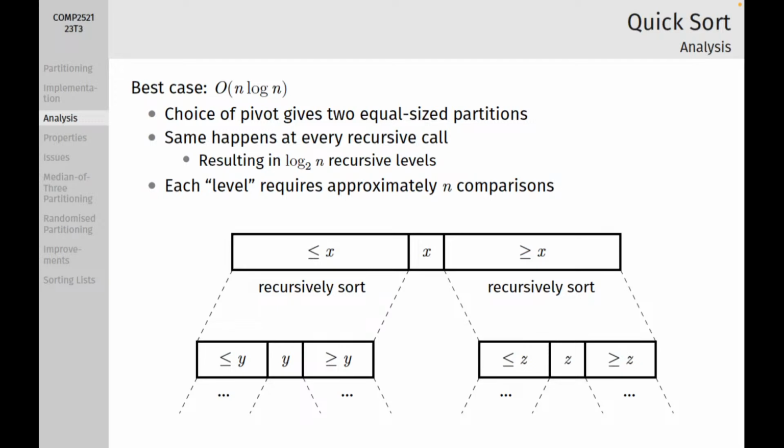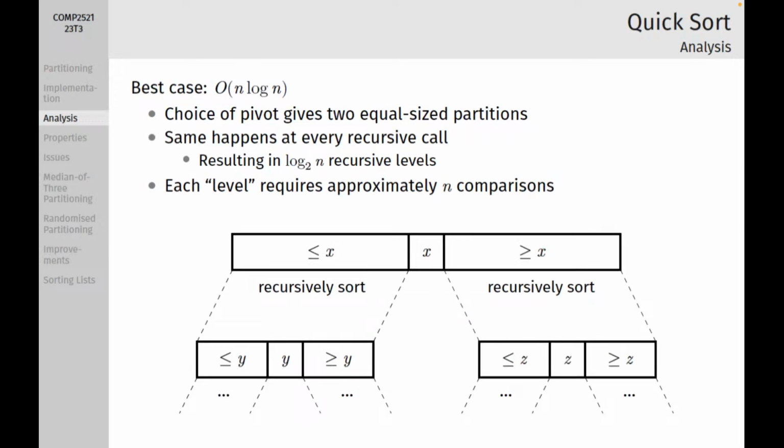If that happens, then we'll end up with roughly log base 2 of n recursive levels, similar to how merge sort has log base 2 of n recursive levels. And we know that across each level, both of these recursive calls, and then there'll be 4 recursive calls under that, each level is going to require approximately n comparisons, similar to how in merge sort, across each level you have n comparisons when you're merging the arrays back together.